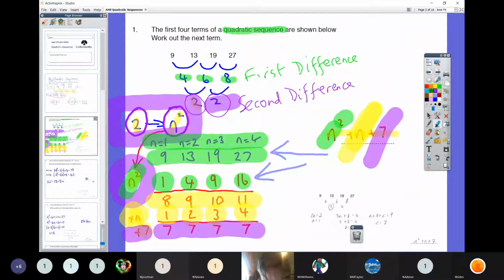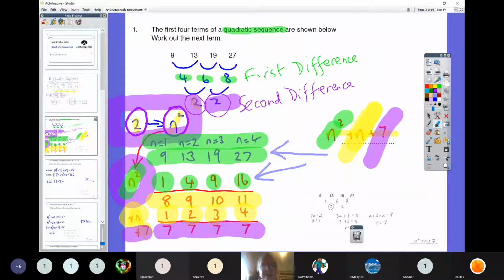So that yellow bit and that purple bit have to sort of go hand in hand. You're kind of doing that in your head. You're saying to yourself, if I go and take away n, do I get left with a nice single number? And yes, I did. So I've actually built up my sequence here to be n squared, which I got from halving the second difference. And then the plus n and the plus 7 came from just fiddling around a bit to see where I needed to end up.